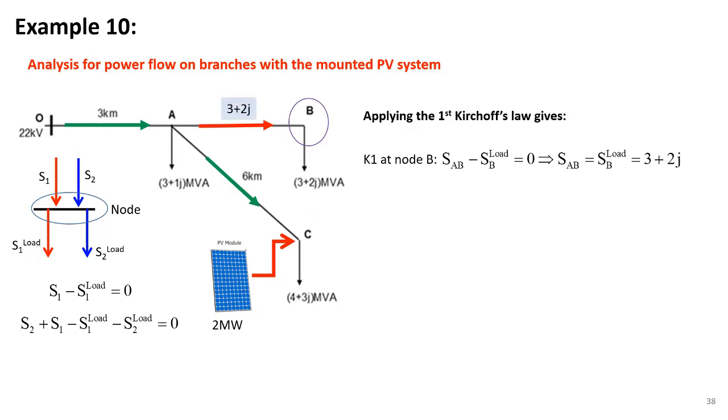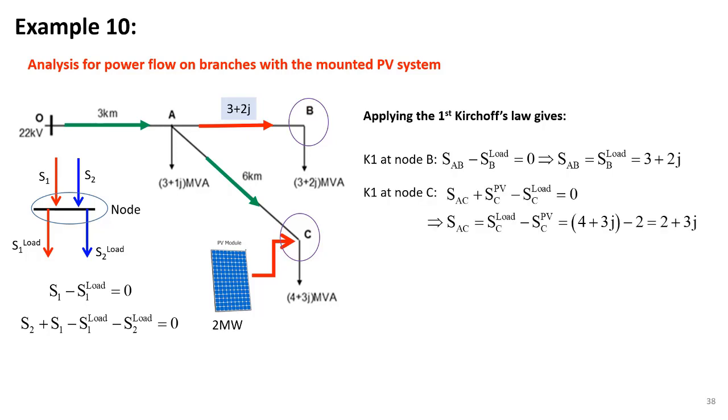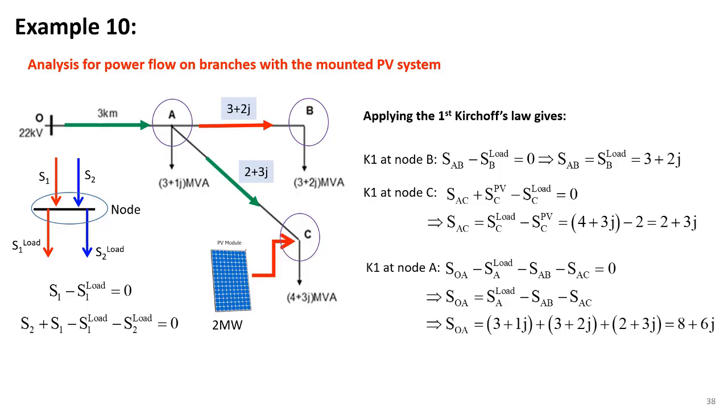Similarly, at node C, the equation is, assuming that the power flow goes to C, and SAC is 2 plus 3J. This means the direction assumption is correct. If the value has a negative sign, the real direction should be in reverse. Now we solve for node A and easily find out that SOA is 8 plus 6J.